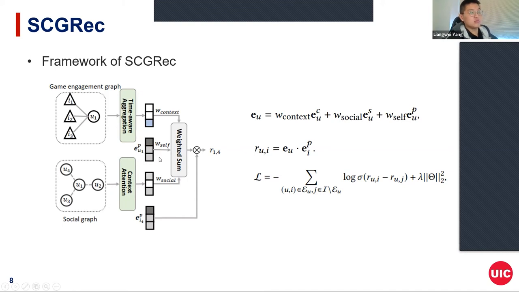And the last part is users' personalized embedding. After we obtain the final embedding, we compute the dot product with the item embedding, or the game embedding, to obtain the rating score, and we use BPR loss to optimize our model.